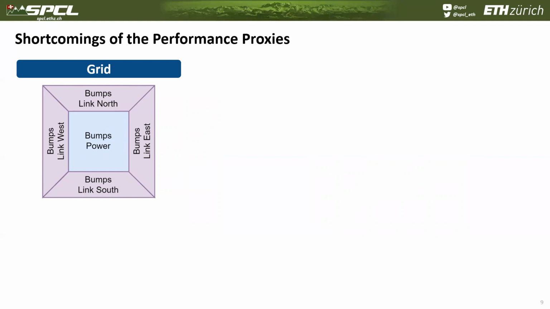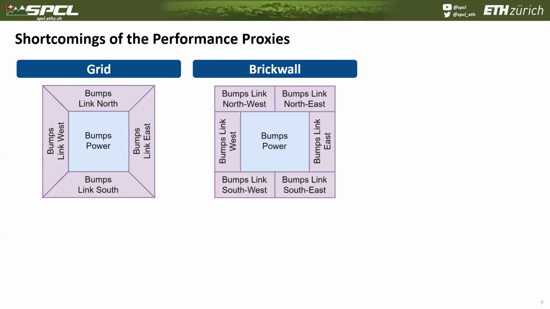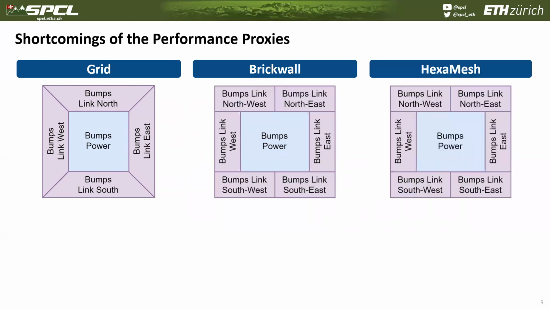Here, in terms of the grid arrangement, we have four links per chiplet, therefore we need four sectors of bumps, one for each link. If we now compare this with a chiplet for the brick wall or HexaMesh arrangement, then we can see that for those two arrangements, we have up to 6 links per chiplet. Therefore, we need 6 sectors of bumps for links. And therefore, the single sectors that are available for a given link are smaller. This means that in the brick wall and HexaMesh case, the link bandwidth of a single link would be smaller.